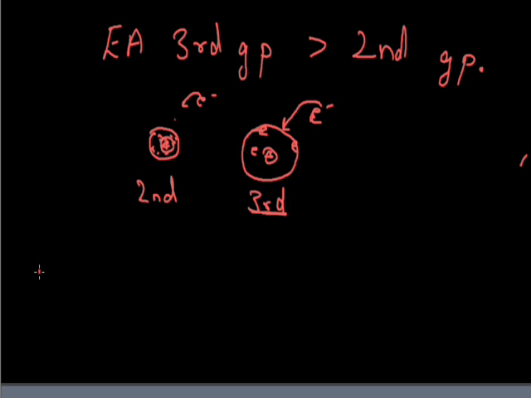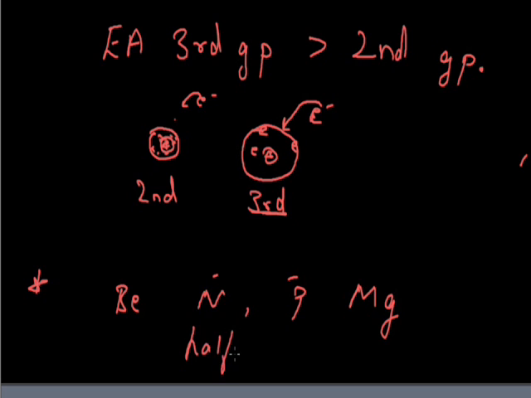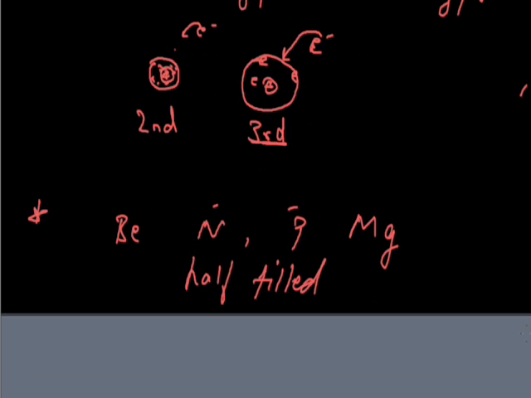Also, as I have discussed, there is a role of electronic configuration in electron affinity. The stable electronic configuration atoms like Be, N, P, Mg will have a very low value of electron affinity. Why? Because nitrogen and phosphorus have half-filled shells, so they will be stable and thus apply less force on the incoming electron.